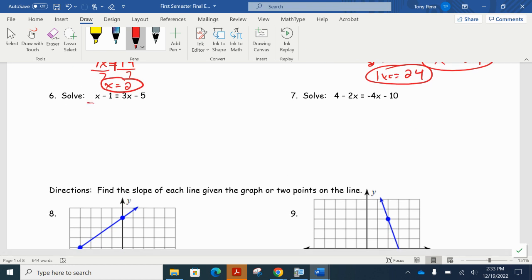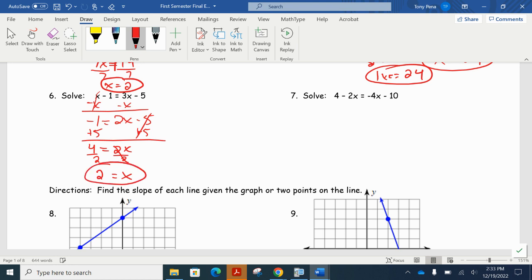All right, number 6. Subtract x from both sides so that we get -1 would equal 2x minus a 5. Continue to solve for that x. Now we'll move the 5 out of there by adding it so that this will cancel. So we get 4 is equal to 2x. Divide by 2 to both sides so that we now get the x all by itself. Whatever that is, your answer. And that should be 2.